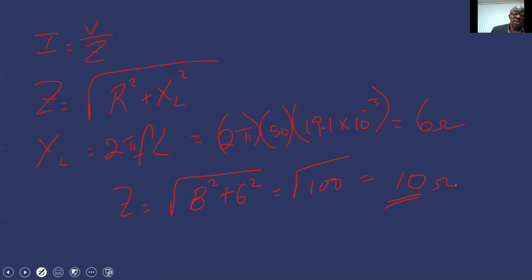But we also need to determine our phase angle. Phi is given by the inverse tangent of XL over R. So that's the inverse tan of 6 over 8, inverse tan of 0.75, and we calculate that and we get 36.86 degrees.